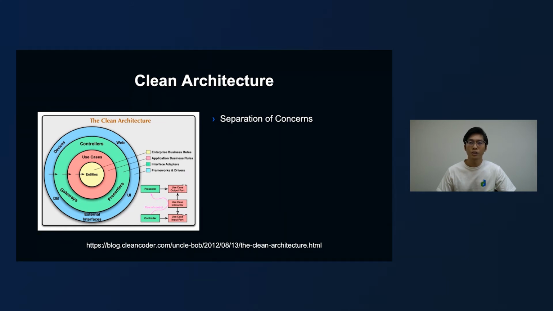The clean architecture has an overriding rule called the dependency rule. The rule is: source code dependencies must point only inward toward higher level policy. Nothing in an inner circle can know anything at all about something in an outer circle.